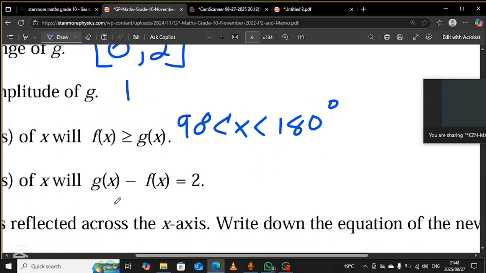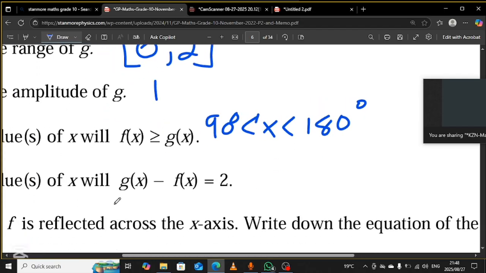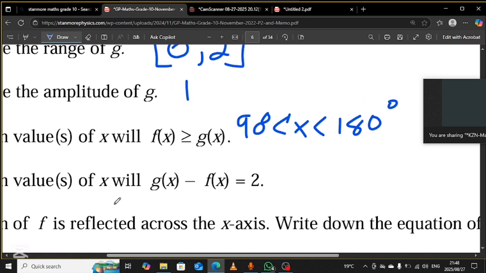So now here comes a very nice question. It says g of x minus f of x is equal to 2. Yes. Where g of x minus f of x is equal to 2.